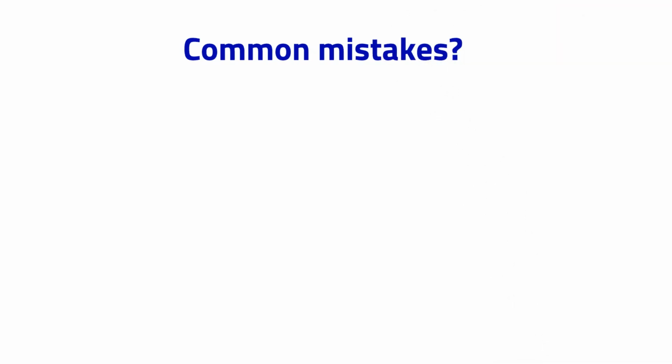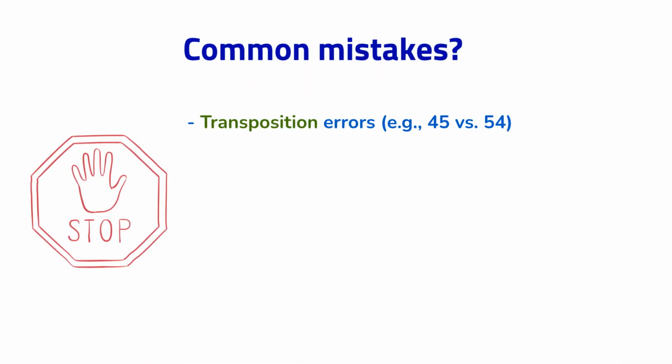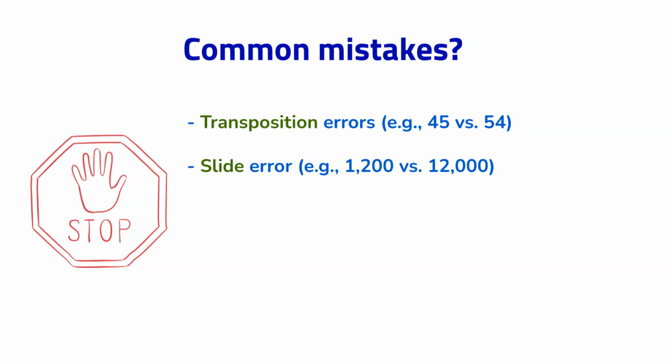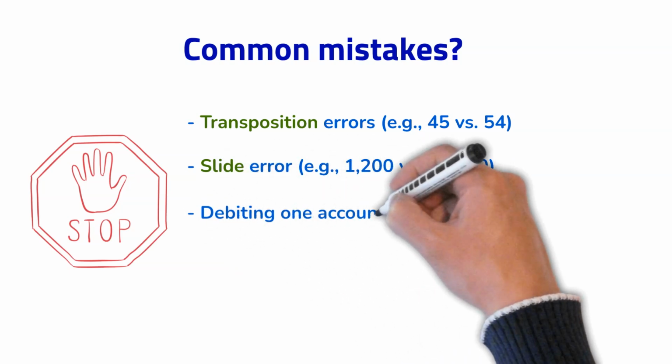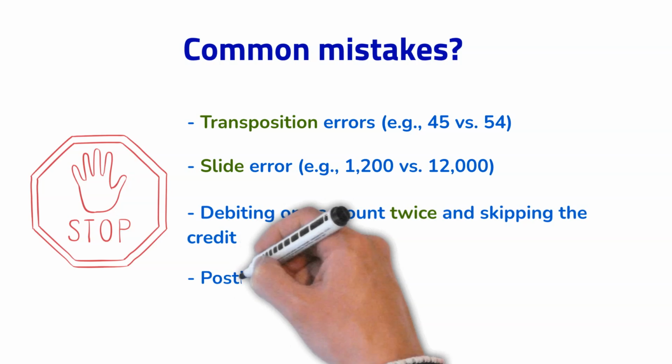What would be common errors that trial balances catch? Transposition errors, where you mix the numbers, for example 45 versus 54. Slide errors, where you record, for example, thousands instead of hundreds, 1,200 versus 12,000. Debiting one account twice and skipping the credit. Posting debit or credit to the wrong side.